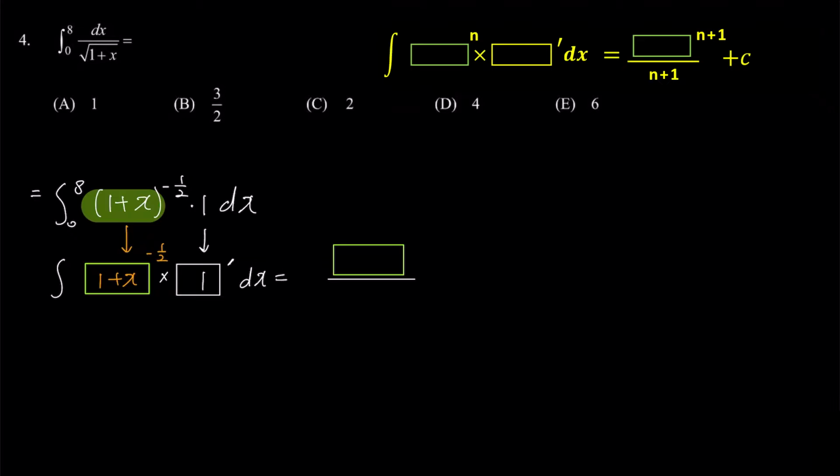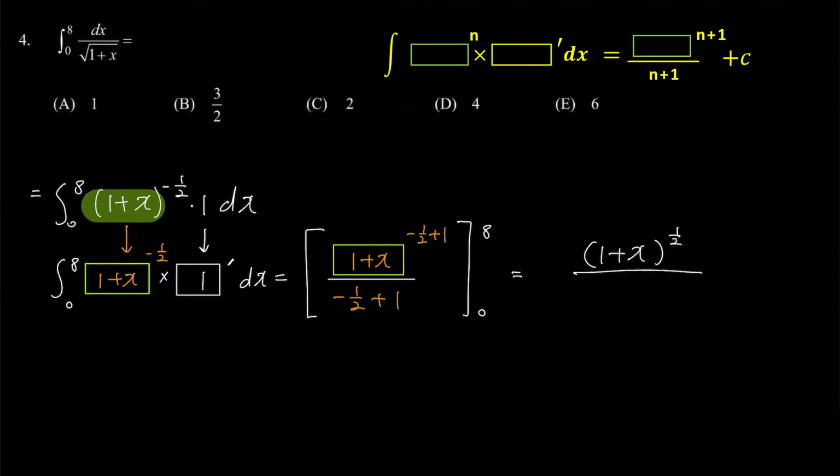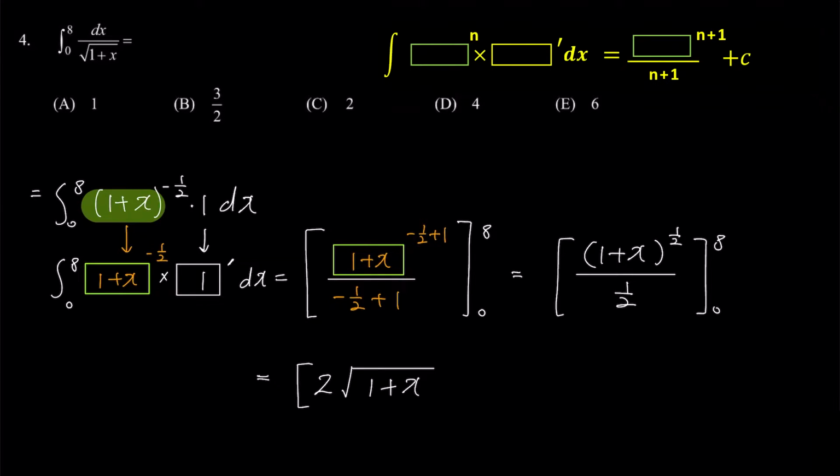Then we copy and paste the terms in the left green box into the right green box. Add 1 to the exponent to make it negative 1 half plus 1, and copy the same value to the denominator. Now we need to evaluate the integral by plugging in the values. If we simplify the expression a bit, we get 2 times square root of 1 plus x. And if we plug in 8 and 0 to the expression and subtract, we get 6 minus 2 equals 4. Therefore, the answer is D.